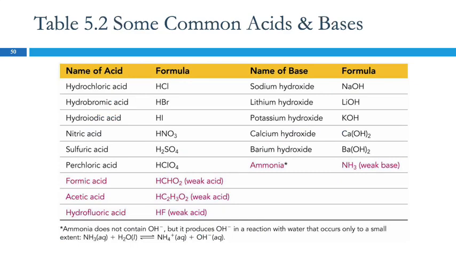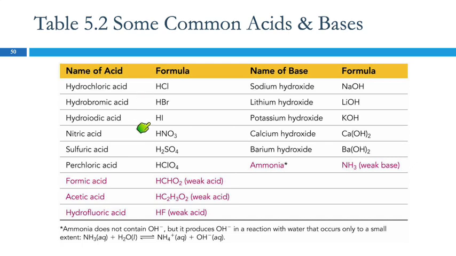Okay, so here are some common acids and bases. Compared to all the ionic compounds, there really aren't that many acids and bases in general chemistry. So here we have hydrochloric, hydrobromic, hydroiodic, nitric, sulfuric, and perchloric acid. Those guys should be kind of familiar to you. Those are the 6 strong acids. There's only 6 of them, and so we need to just remember those.